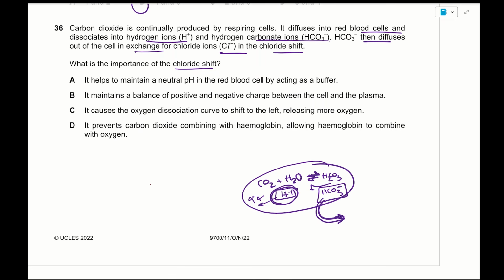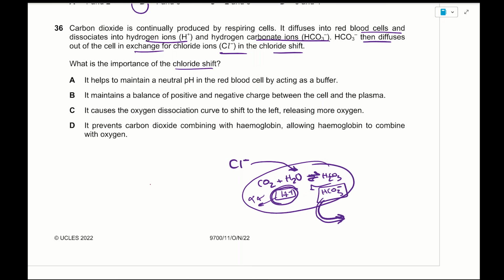The red blood cell would have a net positive charge. So, in order to balance this phenomenon, what happens is that the chloride ions, which are negatively charged, are actually permeable and can enter the red blood cell to balance these charges. Now, let's see the suggestions that we have here.